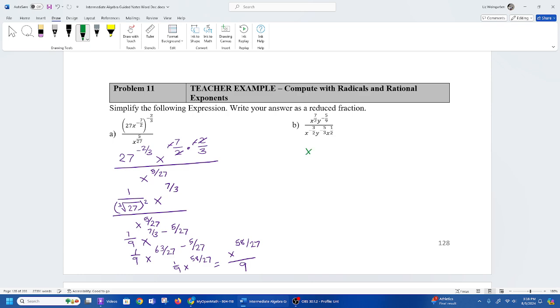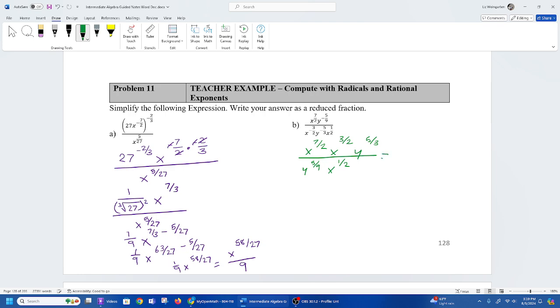So x to the 7 halves stays on top. Y to the 5/9 goes to the bottom because it's negative. X to the 3 halves goes on top because it's negative. Y to the 5/3 goes on top because it's negative. And x to the 1/2 stays on the bottom. There's no change because it is positive.